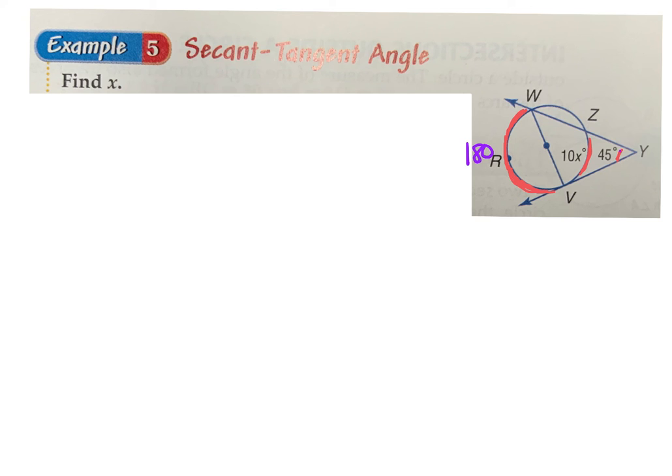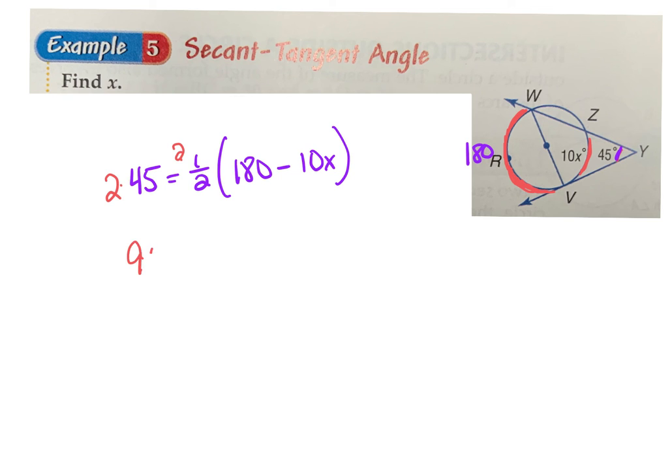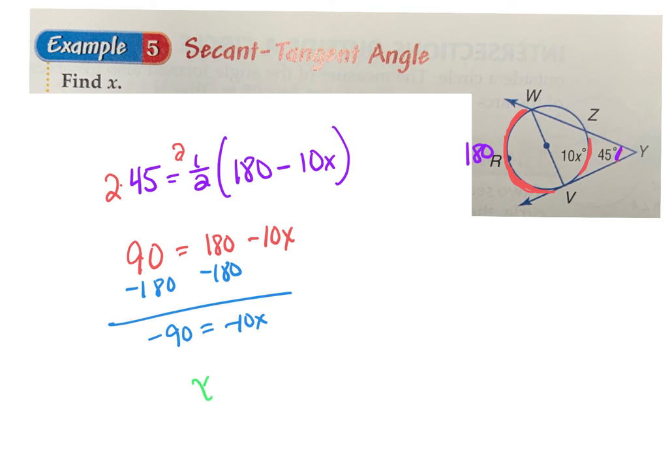So I know that the angle, 45, should equal 1/2 of 180 minus the 10x. And again, I really have everything that I need to solve this. Multiply both sides by that 2. So I have 90 equals 180 minus 10x. Subtract my 180. Negative 90 equals negative 10x. So x is going to equal 9, which is what they were asking for us to solve. Had they asked for the arc measure, you would have plugged it back in, but they were just asking for x here.